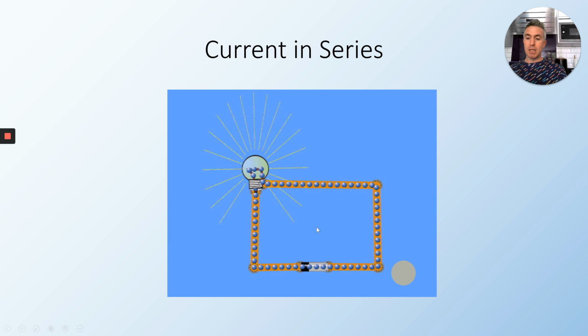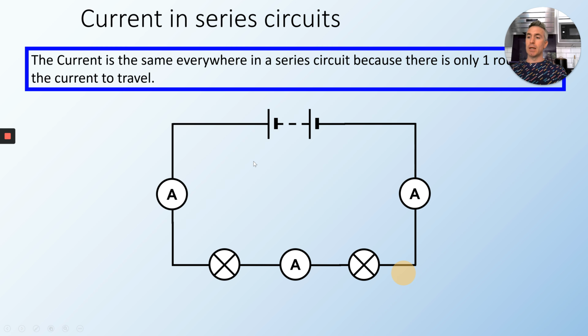The speed, so the current in a series circuit, is the same everywhere. And that's just what we're saying. The current is the same everywhere in a series circuit because there is only one route for the current to travel. So, for example, if this ammeter says 1 amp, this ammeter will also have to say 1 amp. And this ammeter here says 1 amp. If you know the current at one point in the circuit, you know the current at all points in the circuit if it is a simple series circuit.